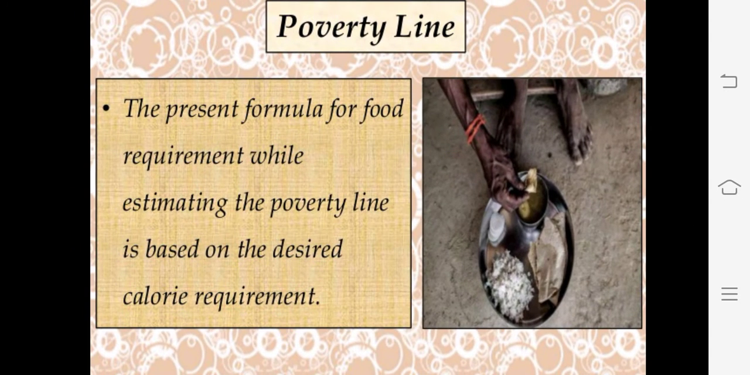The present formula for food requirement while estimating the poverty line is based on the desired calorie requirement. Now what is food requirement? When you are talking about the poverty line, food requirement is based on the desired calorie requirement, how many calories your body requires. So that is the present formula for food requirement.